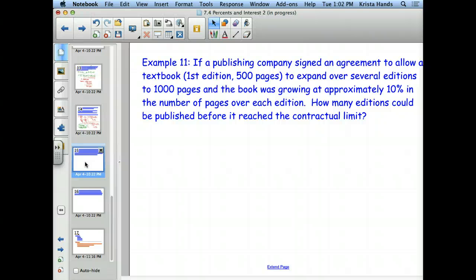Okay, so this does not look like interest, does it? But it actually operates in exactly the same way. Okay? That 10% is acting like a 10% rate of something, because it is, it's a rate. It's just a rate of the book pages instead of a rate of money. So we can actually use the information done the same way. Now the catch is, is it simple interest or is it compound interest? Can you tell? Is it?